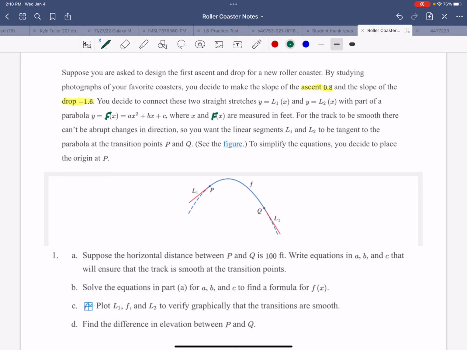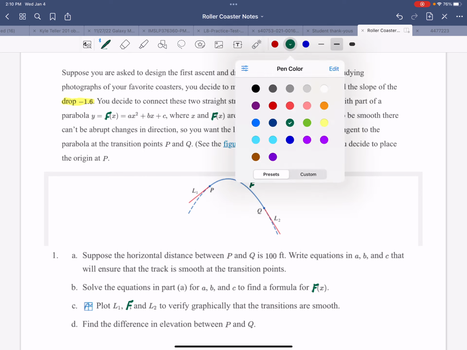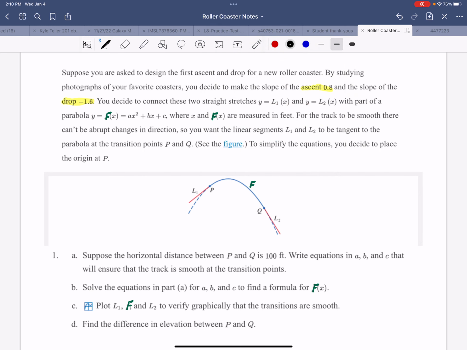Change that lowercase f to a capital. I think the functions should be uppercase and the coefficients and the variable x should be lowercase. This is personal preference. It's not like the book was wrong for doing this, but I think it's just better notation, and I would like you to do this as well. Actually, the last piece of information is that the distance between P and Q is 100 feet.